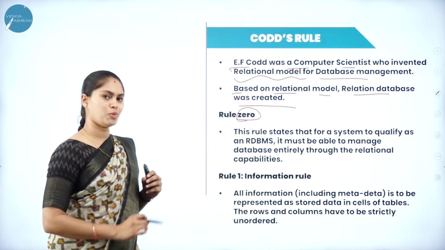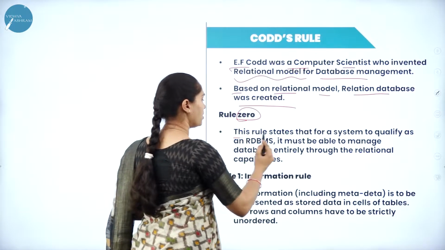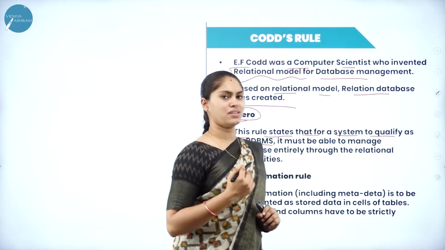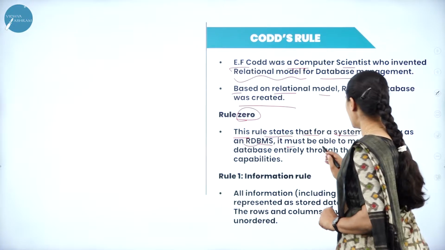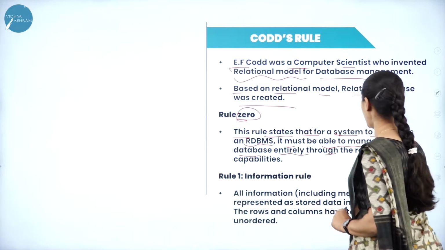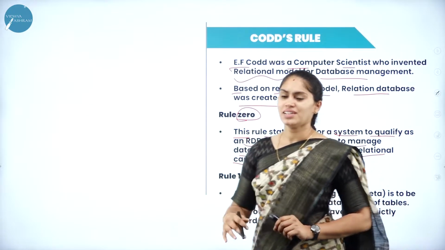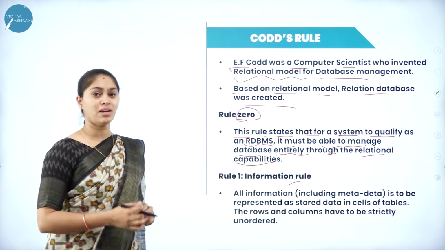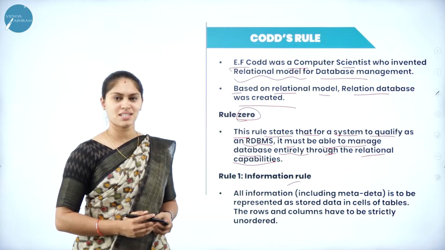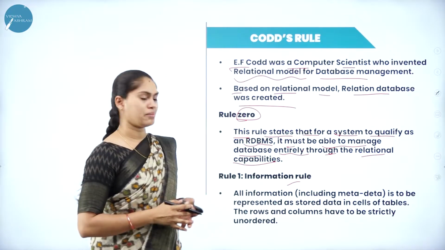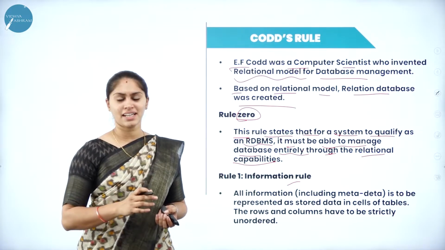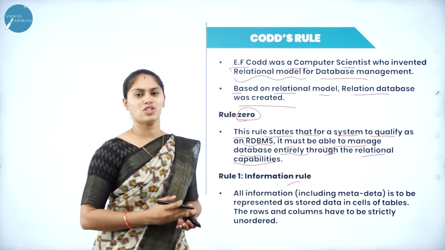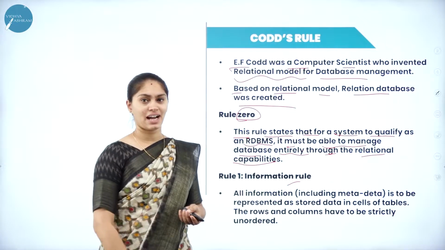Rule starts with 0. We'll see what rule 0 indicates. This rule states that for a system to qualify as an RDBMS, it must be able to manage the database entirely through its relational capabilities. If I want to make my system a relational database system, it must manage all the database entirely through relational capabilities. That means we have to show all the data in the database as a relation, that is, as tables, a combination of rows and columns. That is rule 0.